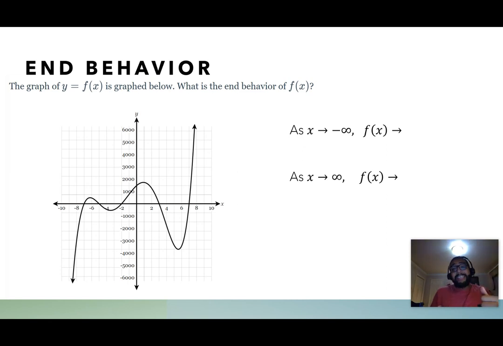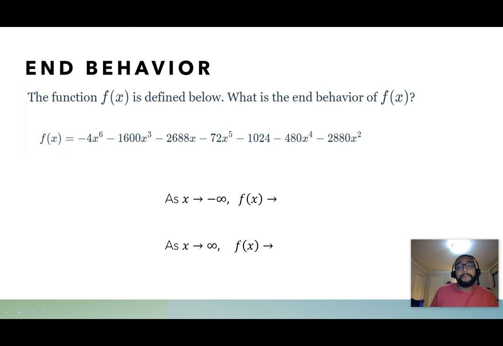Again, as x is approaching negative infinity, as x is going to the left, what's happening with y? It's decreasing. It's approaching negative infinity. We know it's going to infinity because there's an arrow at the end of our graph. The other end of the graph, as x is approaching infinity, what's happening to our y's? Correct, it's approaching infinity. That's not too bad. Make sure you know how to do this with the graph and also with an equation alone.